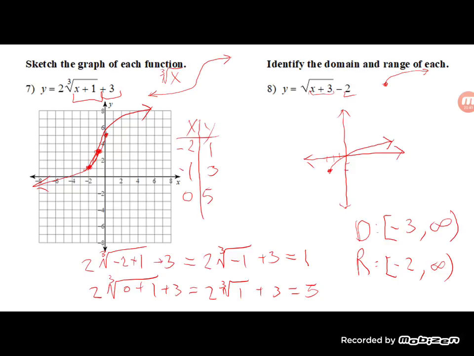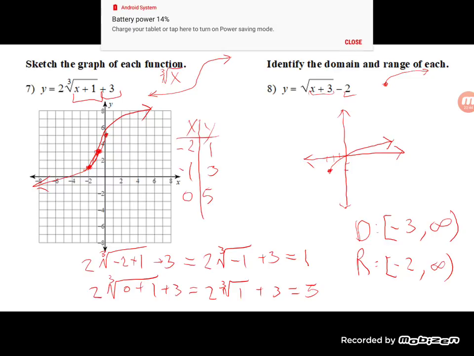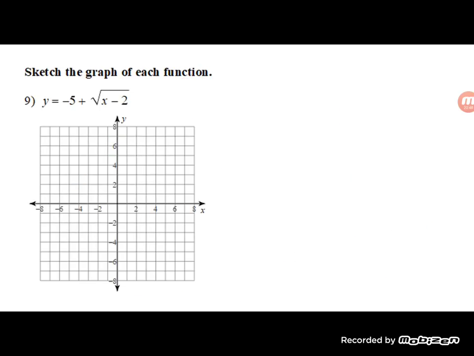Alright, just pause it real quick to get some water. Okay, let's keep on going.